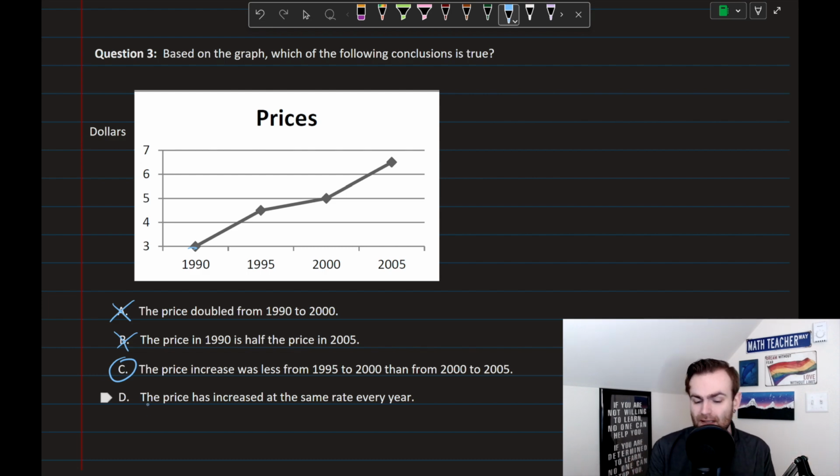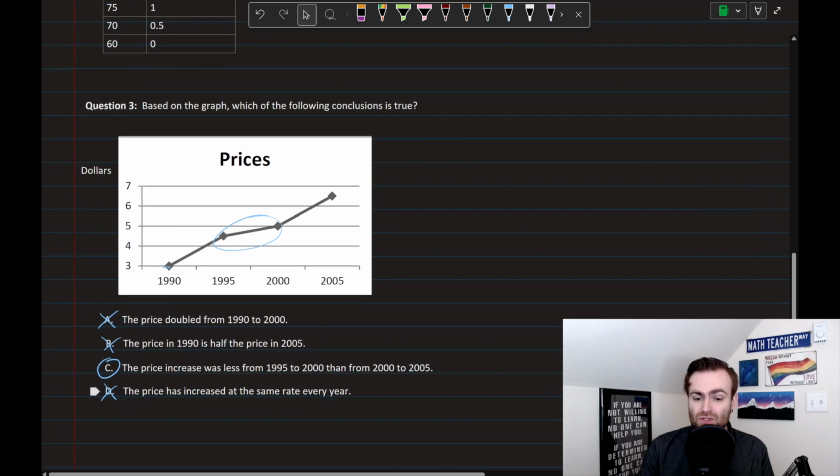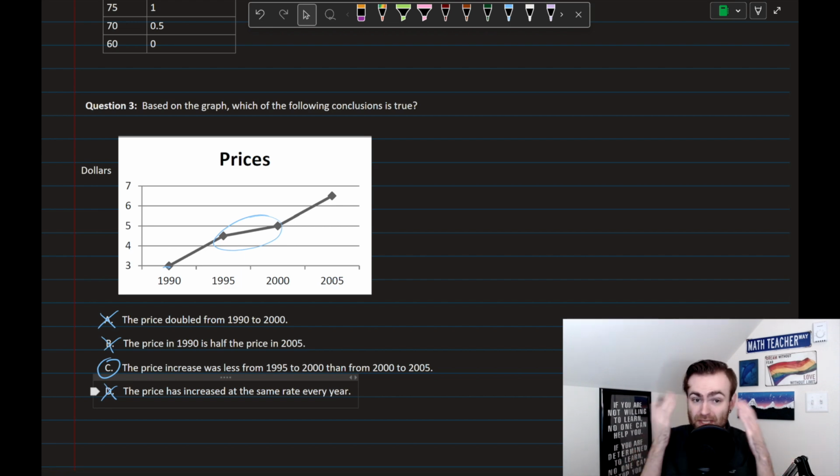And the last one, the price increased the same rate every year. We can see that this and this are the same. The slope is the same, but this slope is less, so that would be false. So a lot of these is just using your test-taking strategies, process of elimination, and your reasoning skills.